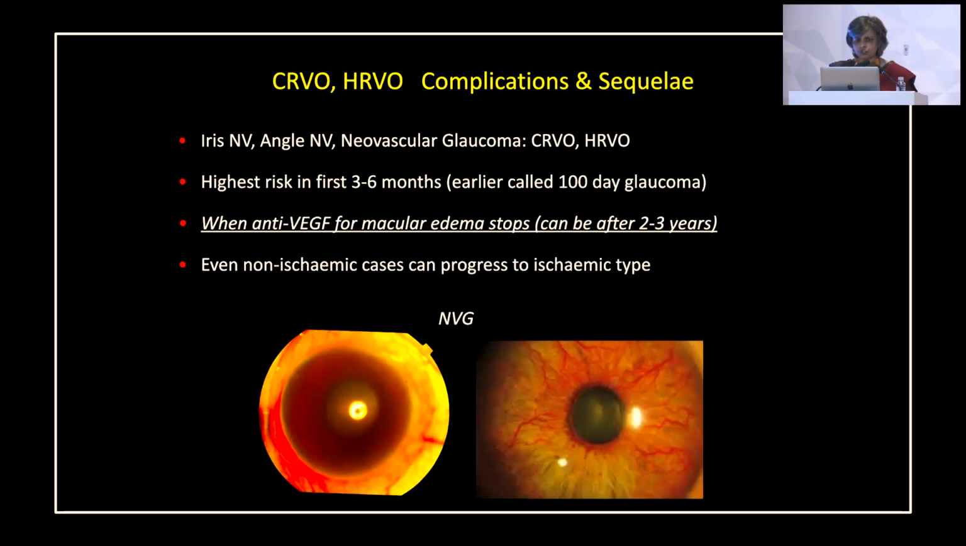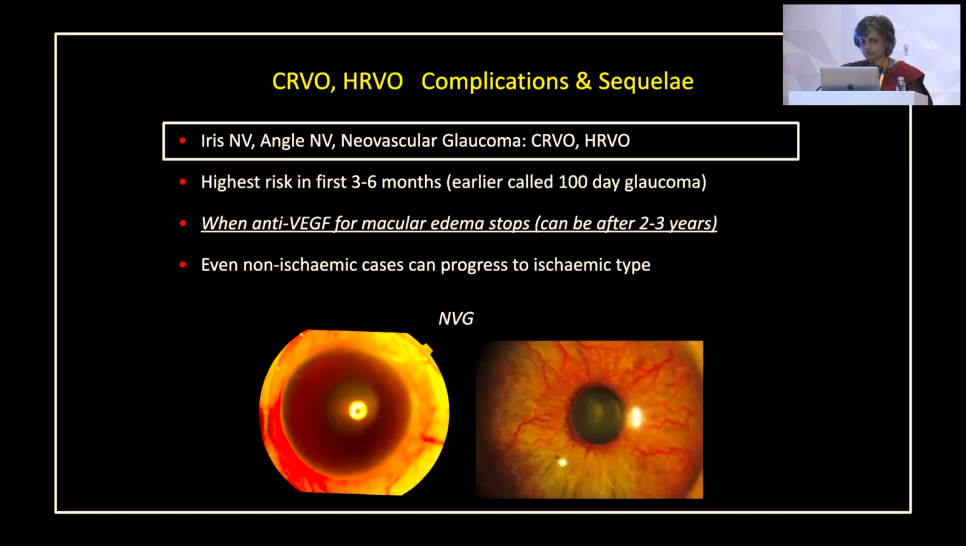So in these two, CRVO and HRVO, we need vigilance for iris new vessels and angle new vessels. The highest risk used to be in the first 3 months earlier. But now, because anti-VEGF injections are given, the risk actually starts when the anti-VEGF stops after 1 year, 2 years, or 3 years. So the risk for new vessels and neovascular glaucoma can be much later.